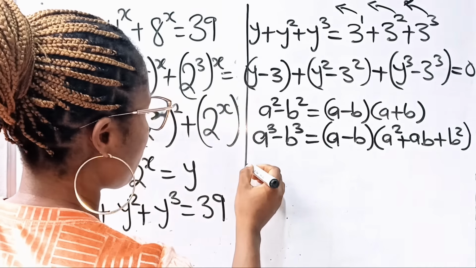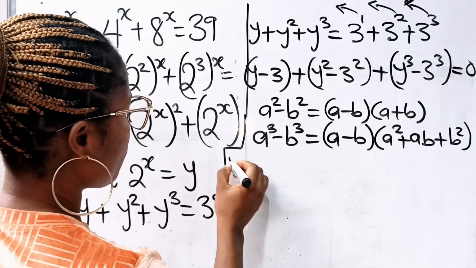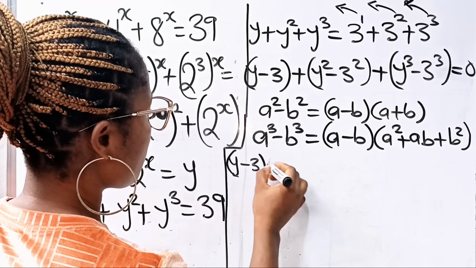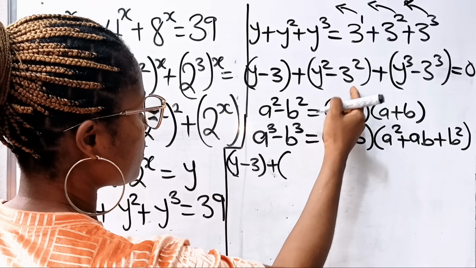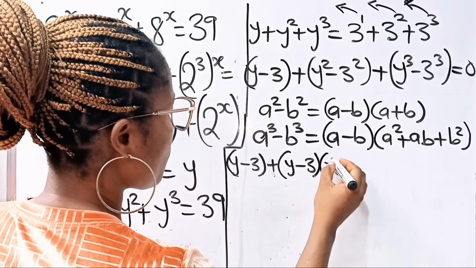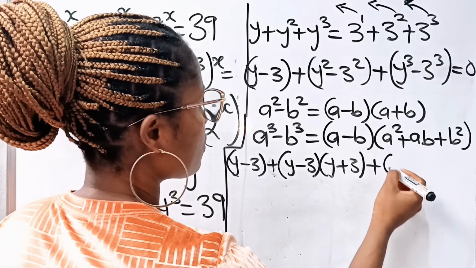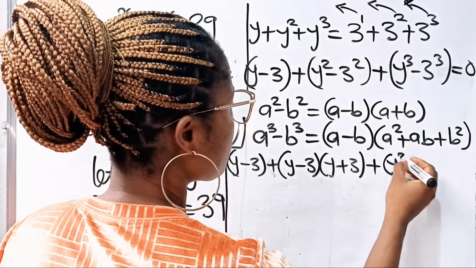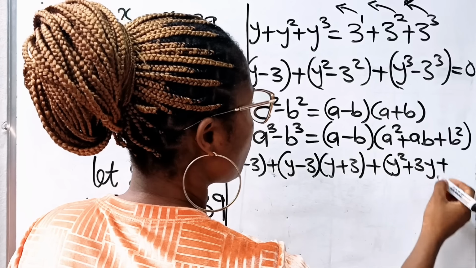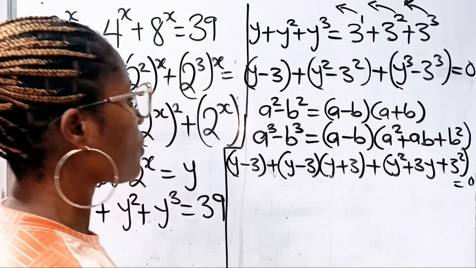So we have y minus 3, plus bracket y squared minus 3 squared, which becomes y minus 3 into y plus 3. Plus, now this becomes this. So we're going to have y squared plus 3 times y, which is 3y, plus 3 squared. This is equal to 0.